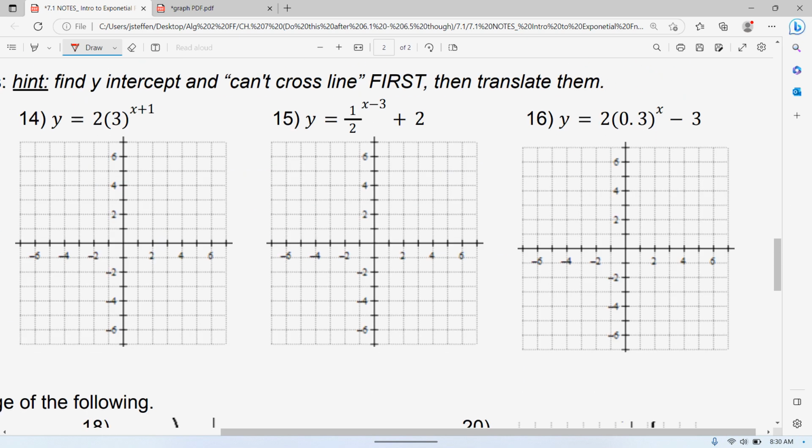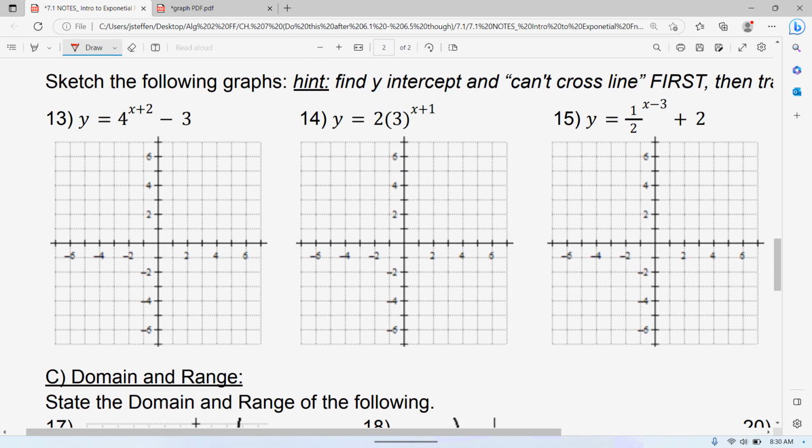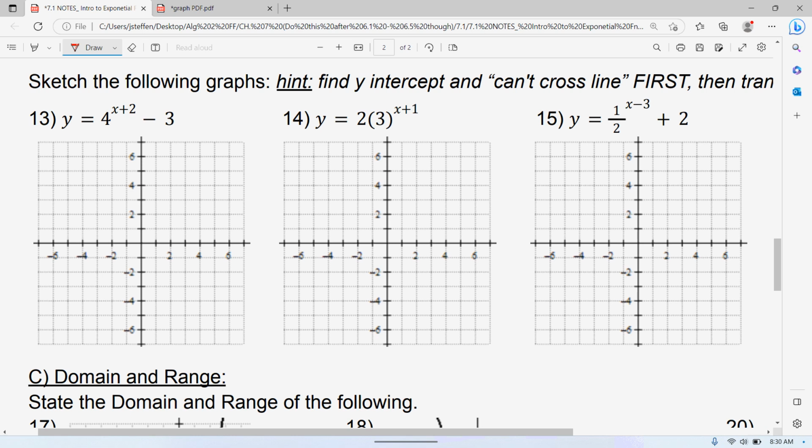So the next thing we're going to do is graph these. Now here's the hint that I give you. Graph the y-intercept, the can't cross line, the asymptote. Graph those first and then move those. I've had people that do the opposite way, where they try to do stuff first and then find the asymptotes, and it doesn't work as well. So graph your y-intercept, graph your asymptote, both of those.